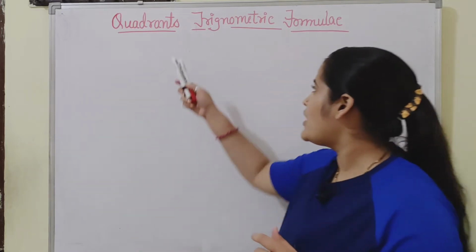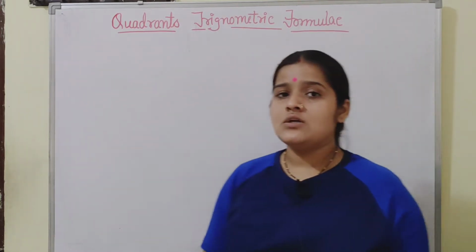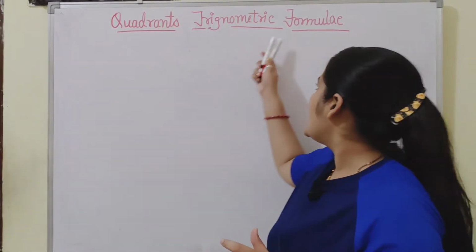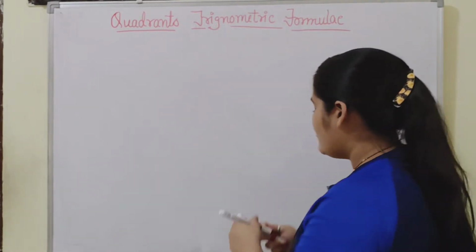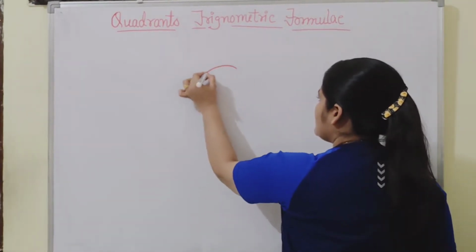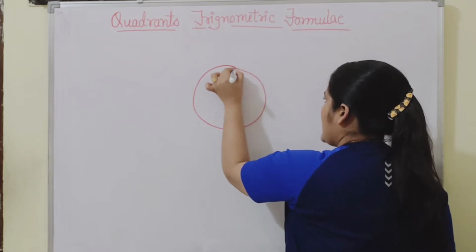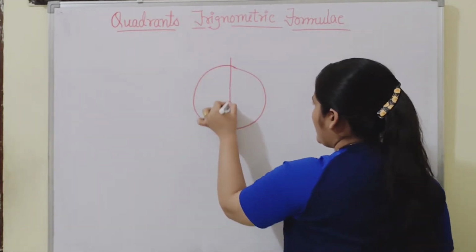Today our topic is the quadrants trigonometric formula. So we discuss how we can learn these formulas in the easiest way. So let's start. Firstly, we draw a circle and divide it into four equal parts.